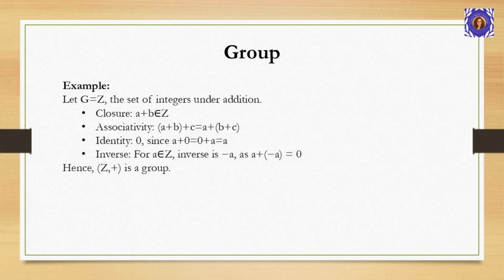Let me illustrate with an example. Let G equal Z, the set of integers under addition. For closure, a plus b belongs to the integers. For associativity, the quantity a plus b plus c equals a plus the quantity b plus c. For identity, we have 0, since a plus 0 equals 0 plus a equals a. For inverses, for each a belonging to the integers, its inverse is negative a, as a plus negative a equals 0. Hence, the integers under addition form a group.